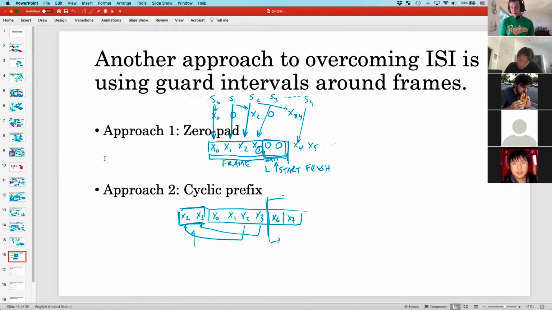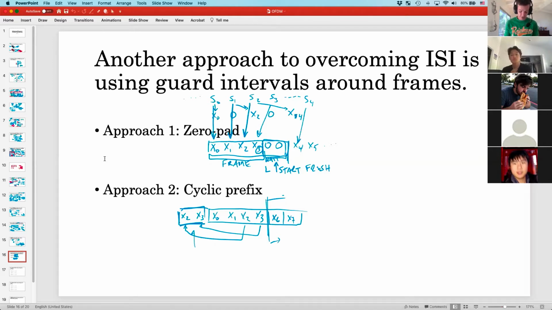So that's called using guard intervals. In the time domain, instead of guard bands in the frequency domain, they're guard intervals in the time domain. So send some symbols, wait a bit, send some more symbols, wait a bit. Chunking up those symbols, those are called frames. And in the wait a bit, you could either send 0, and that's fine.